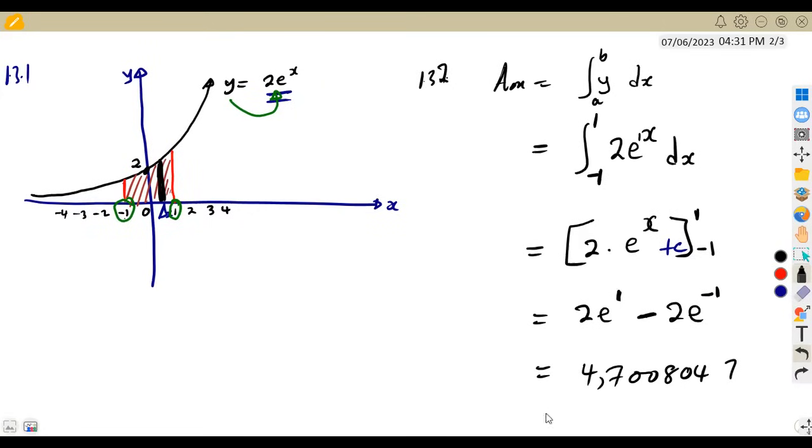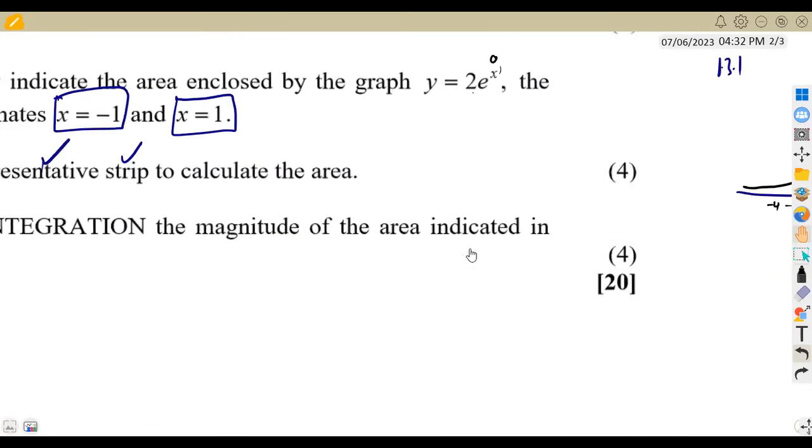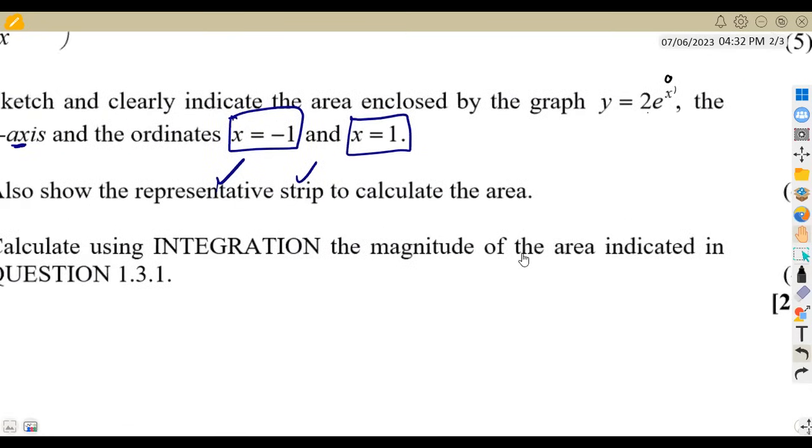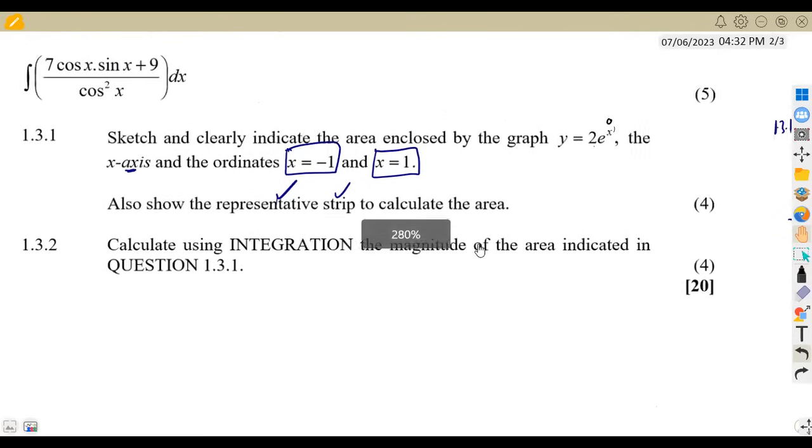If we simplify this on our calculator, this is going to give us the exact area of 4.70804... So you can round off to 3 decimal places, that will be 4.701 square units in this case. So this is how we can use our integrals to calculate the area. Integration, the major application that we have is on the calculation of area. So that is how we could have calculated this part. And that was the last part of our question, having 20 marks, that is 1.32.